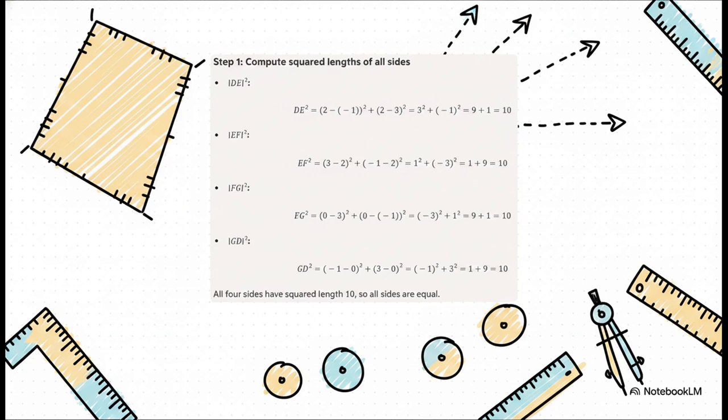So our first step is to pull out that distance formula again and calculate the squared length of all four sides, DE, EF, FG, and GD. And just look at the results. They all come out to exactly 10. That's some pretty strong evidence to start with.